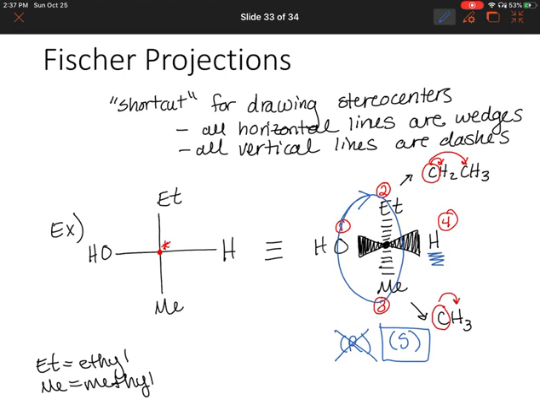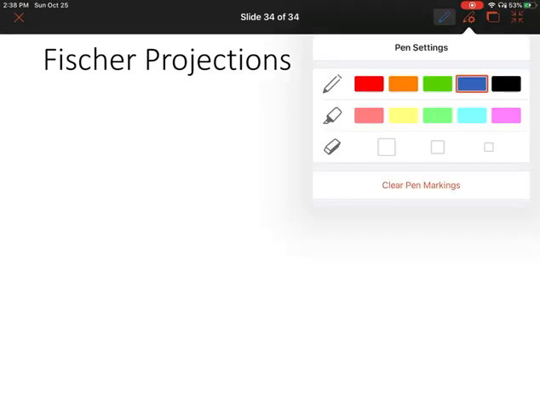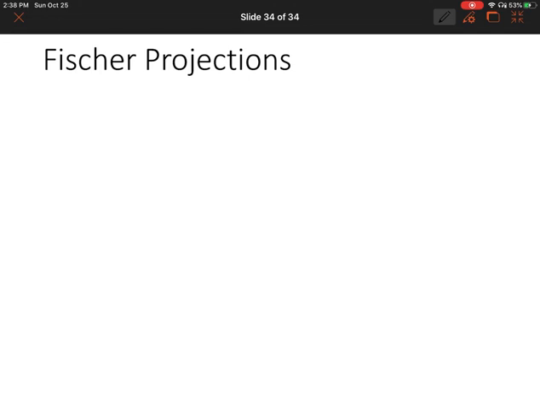So again, this is just a shortcut for drawing stereocenters, and this is going to come up again in the future, especially when we start talking about carbohydrate chemistry. So in the future, we'll talk about sugars, for instance, which is one type of carbohydrate, and we'll need to draw structures like this one. So as an example, let's look at another molecule. So let's look at this one.